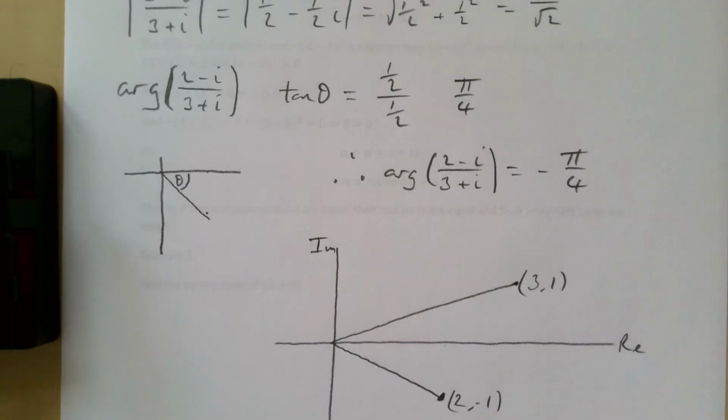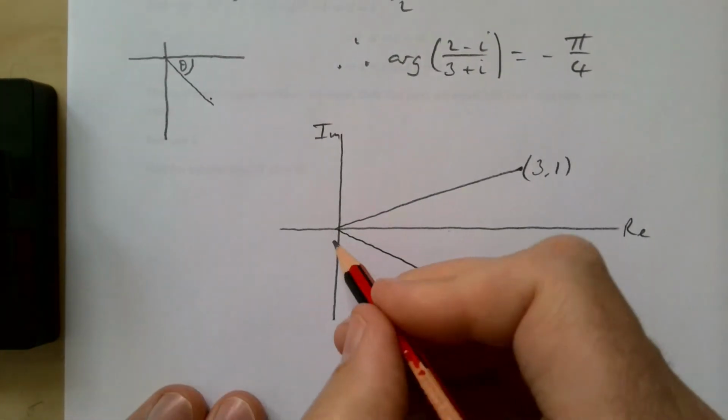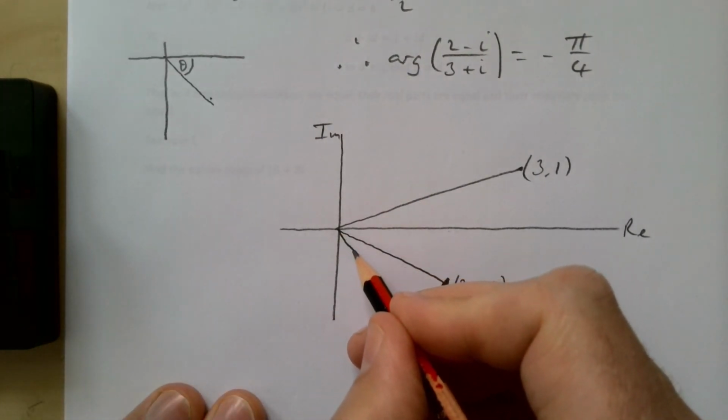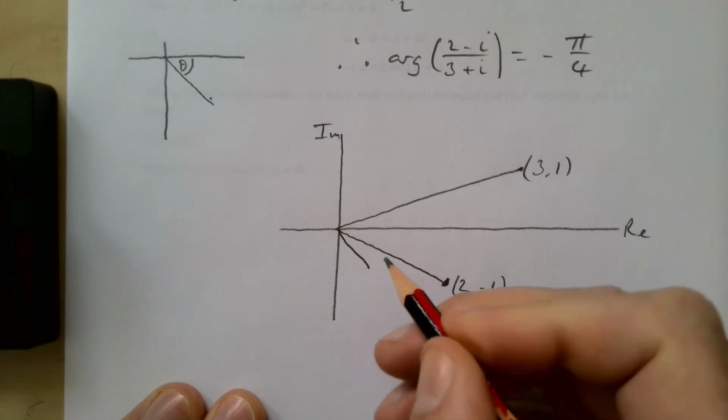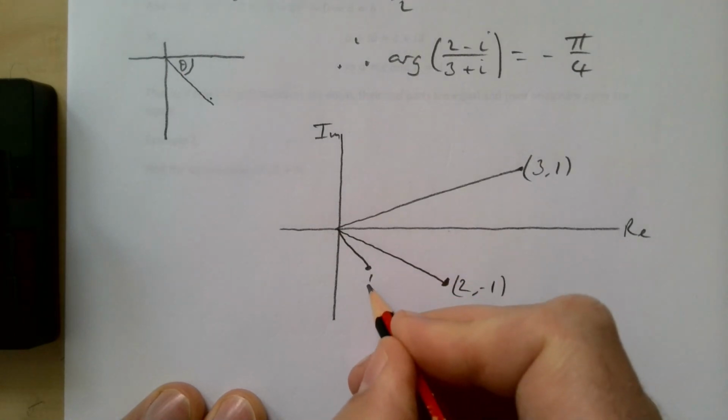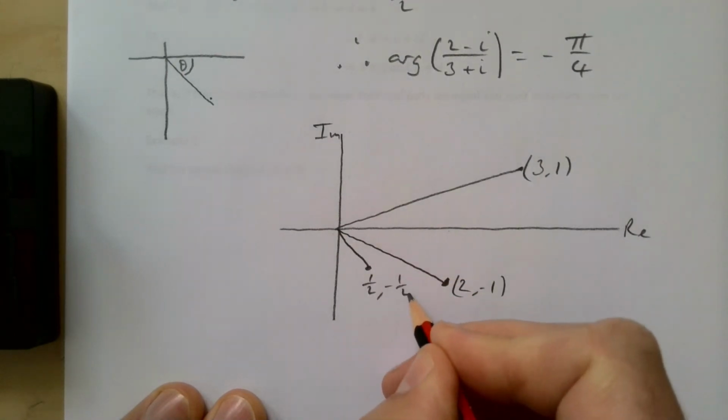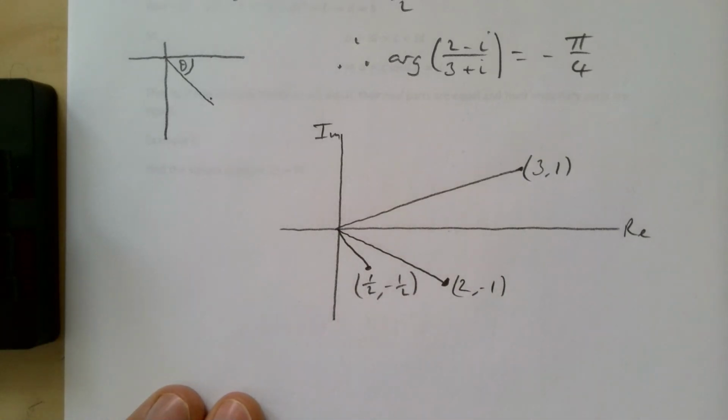And then the last one we've already drawn, of course. It's at 45 degrees going this way, and that's a half minus a half i. And those are the things then that we're asked for. Okay.